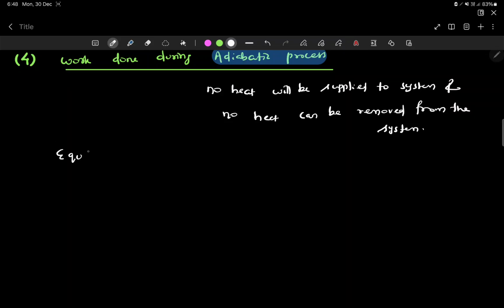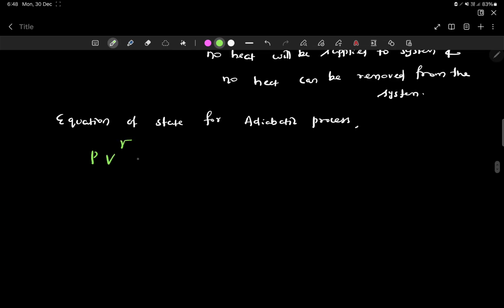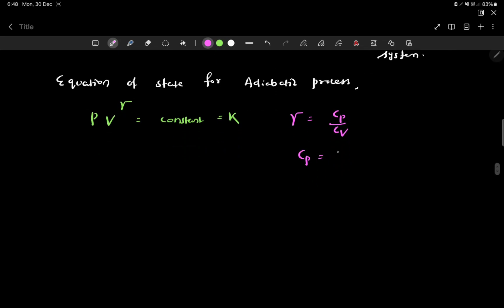So we know equation of state for adiabatic process is P v to the power gamma is equal to constant. Let it be K. So what is gamma? Gamma is equal to Cp by Cv. So what is Cp? Always remember, Cp is the molar specific heat at constant pressure.